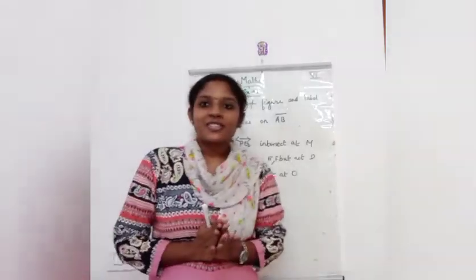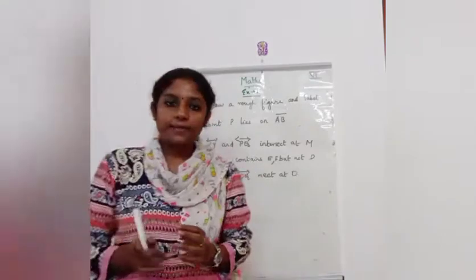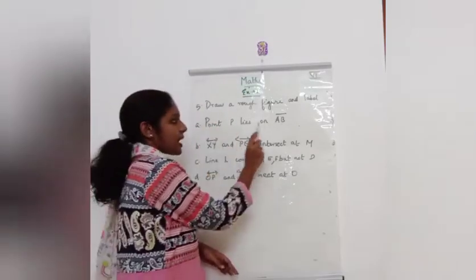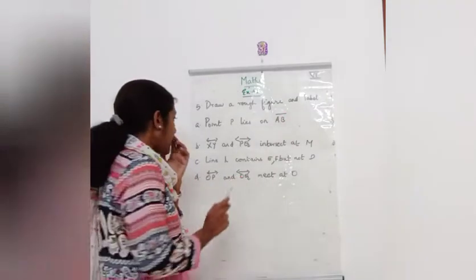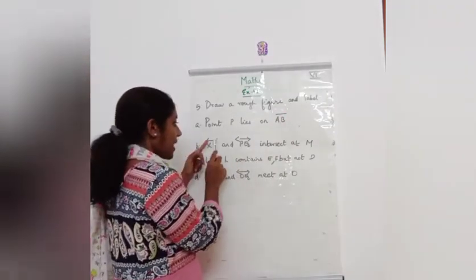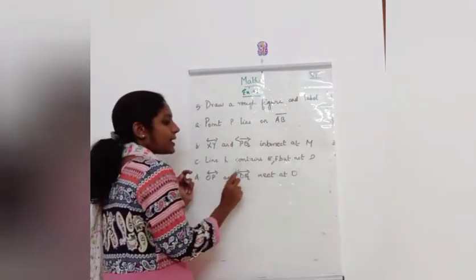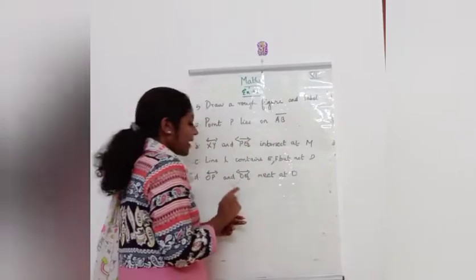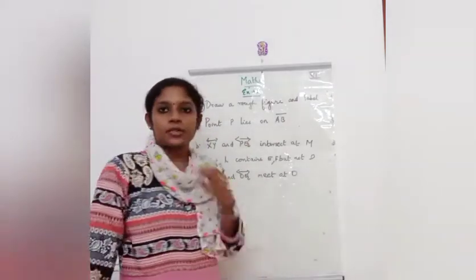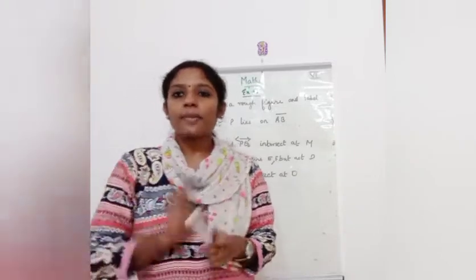Okay, children, this is the fifth question for you. Draw a rough figure and label: point P lies on AB, this is a line segment in the symbol തന്നിട്ടുണ്ട്. XY and PQ are two lines in the symbol തന്നിട്ടുണ്ട്, intersect at M. Line L contains E and F but not D. OP and OQ are two lines which meet at O. So these are the four questions given there. Each one by one we will do.